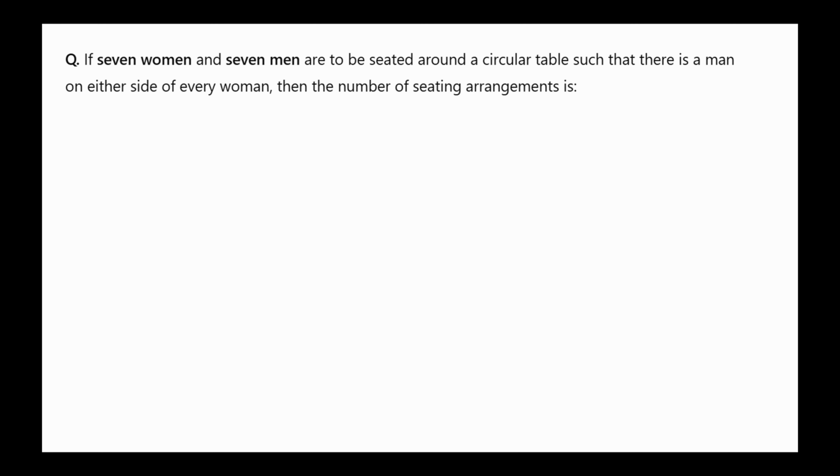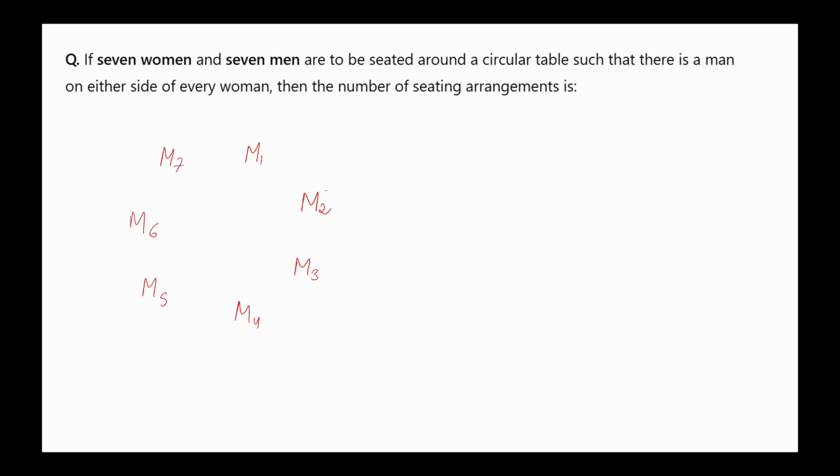Now let's look at this question. If 7 women and 7 men are to be seated around a circular table such that there is a man on either side of every woman, then the number of seating arrangements is. So a man should be close to a woman. So what I will do first here is write my M1. This is my man 1, my man 2, my man 3, my man 4, man 5, man 6 and man 7. So I've arranged them in a circular order.